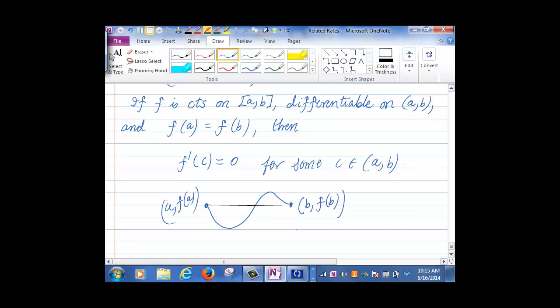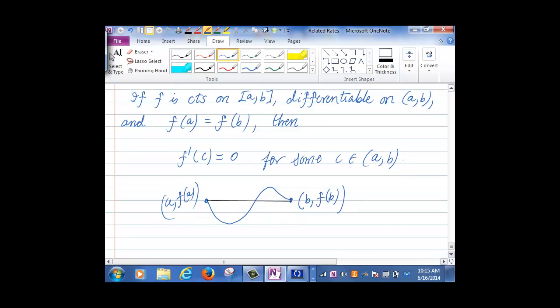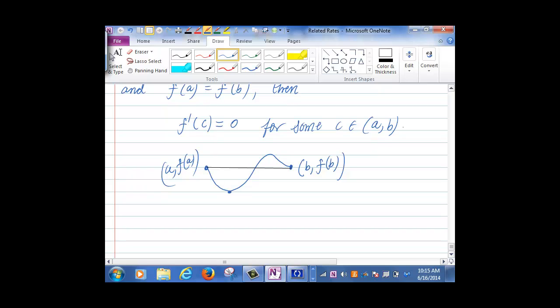Yeah, the slope of that horizontal line is 0. What we are saying is that the instantaneous rate at some point C is 0 as well, right? That's what we are saying. There is a point between A and B where the derivative must be 0. This is a special case of the mean value theorem.